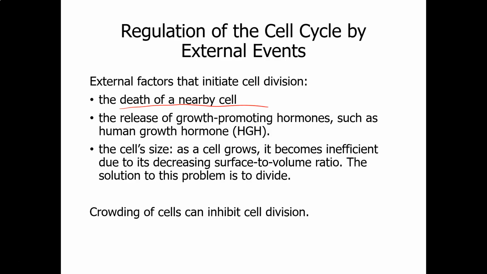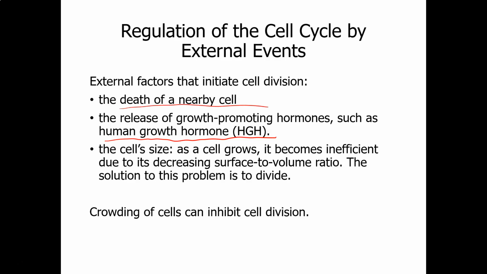Another thing that can initiate cell division is the release of growth promoting hormones, such as, I'm sure you've probably heard of this one, HGH, human growth hormone, and the cell size. As a cell grows, it's only going to grow so big. If you remember learning this, I think it was chapter 4, the cell is small because that increases its surface area compared to its volume. So dividing will increase that surface area to volume ratio.